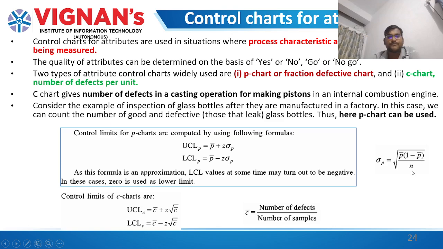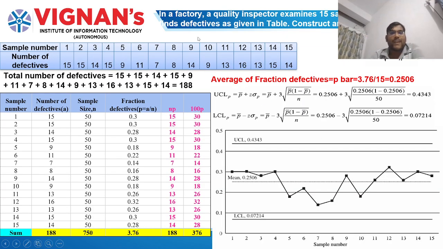Let us select problems. In a factory, a quality inspector examines 15 samples of size 50 each, the sample size is 50, and finds defectives as given in the table. You have to find the defectives and construct an appropriate control chart. Here the required chart is not mentioned, so based on the given problem, you have to identify the suitable chart.